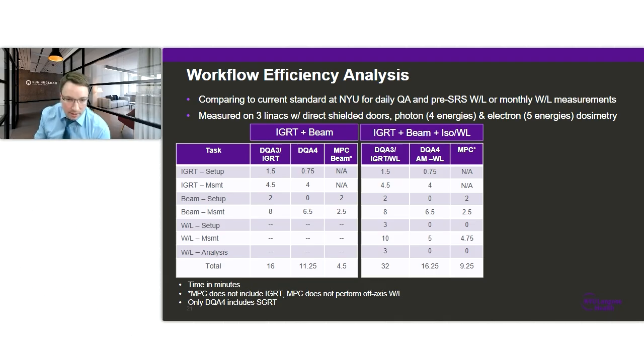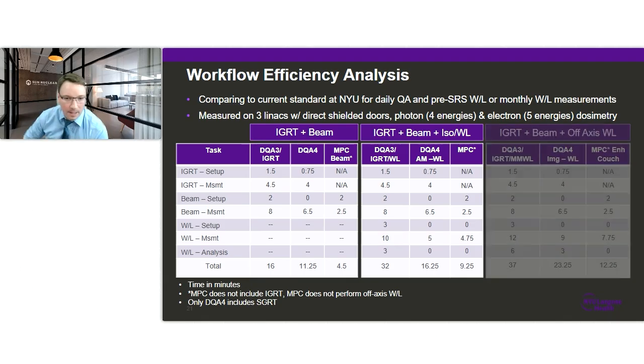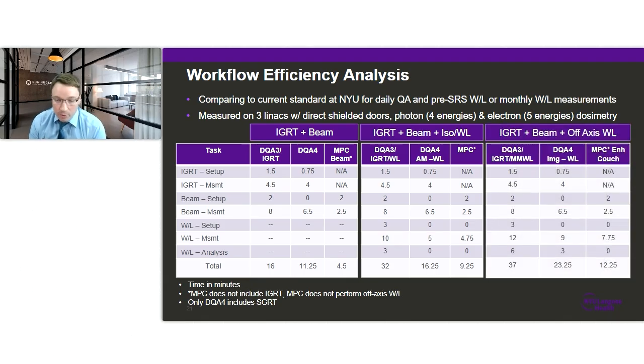active measurement Winston-Lutz. MPC added with the geometry test brings it up to about 9 or so minutes, so it's not that far off from doing these additional tests on daily QA4. And lastly, if we want to do off-axis Winston-Lutz, this is where we would use our multi-met Winston-Lutz, and that is a little bit longer of a delivery and analysis, so that brings our total time up to about 37 minutes for our current state.